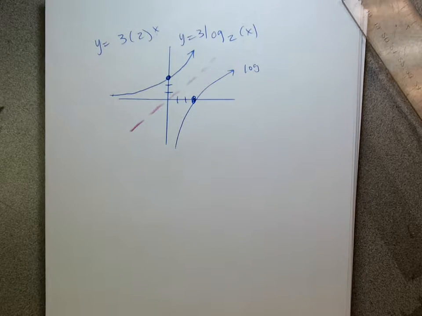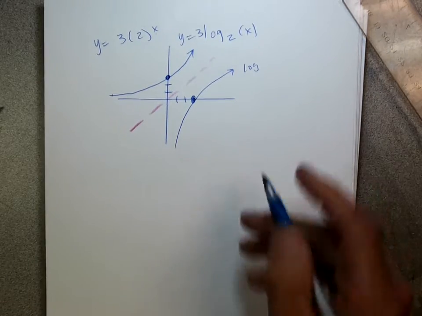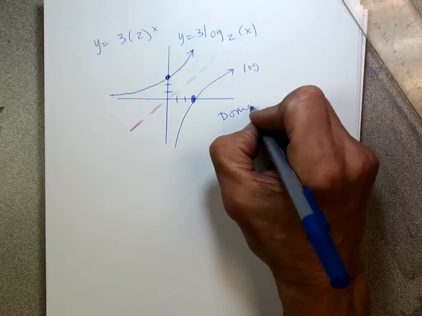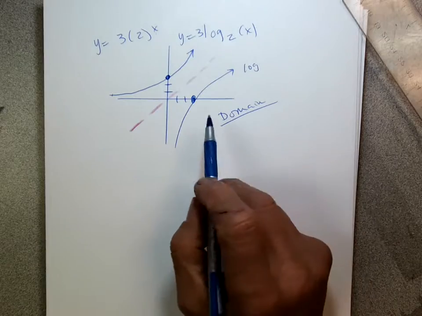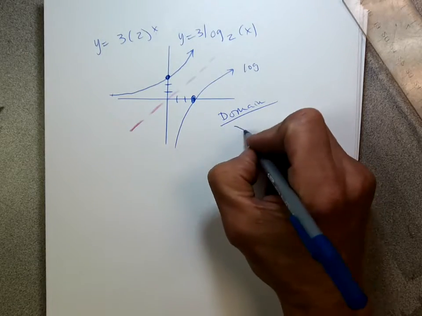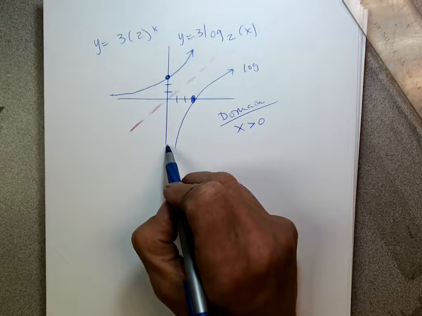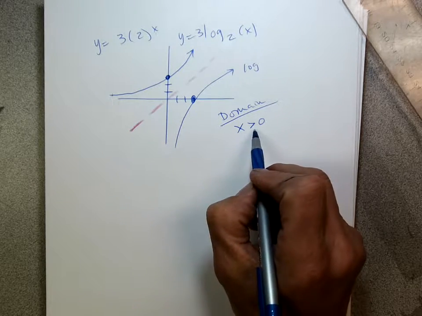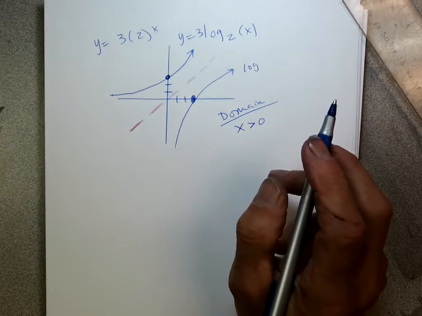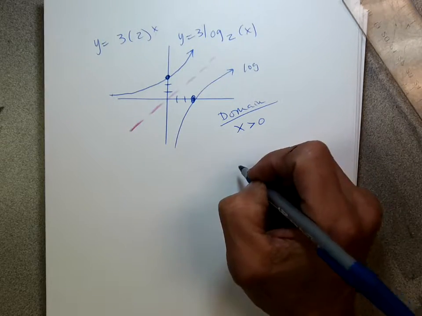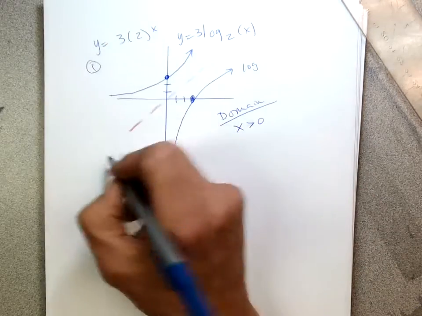Okay, anyway. Number 2, what's the domain? We need the domain of this one. Well, domain's actually pretty easy. Domain is what x can be, and it's just x is greater than 0, because it never touches the y-axis. It always has to be greater than 0, okay? The range, if you need the range, it's all real numbers, okay? So that's number 1 and number 2.